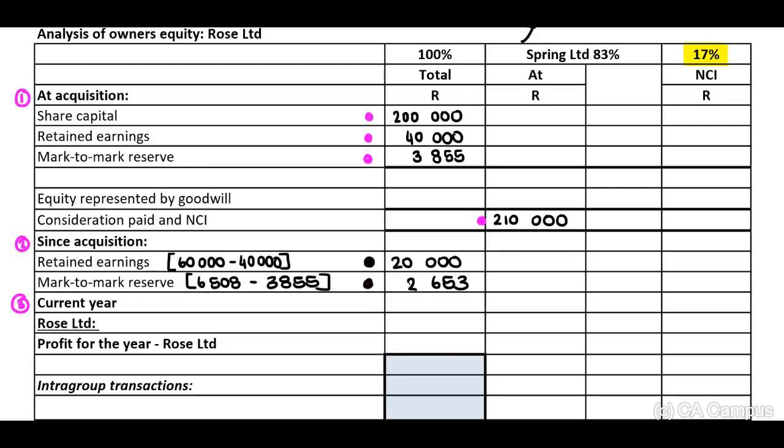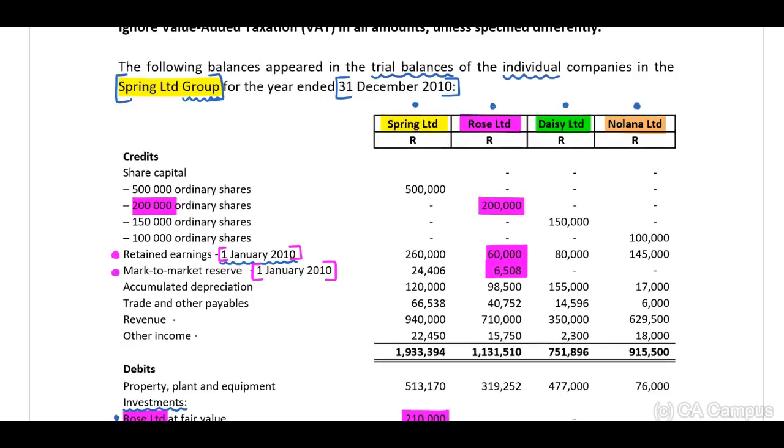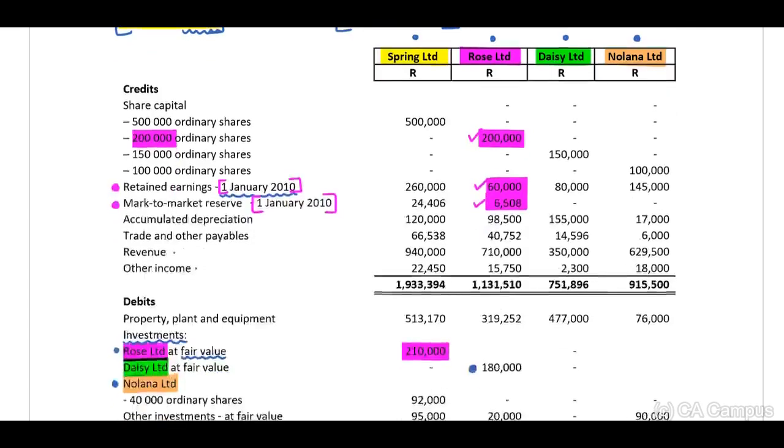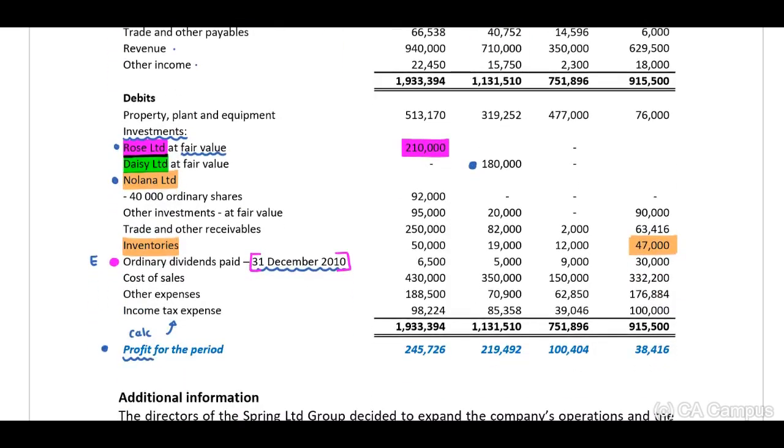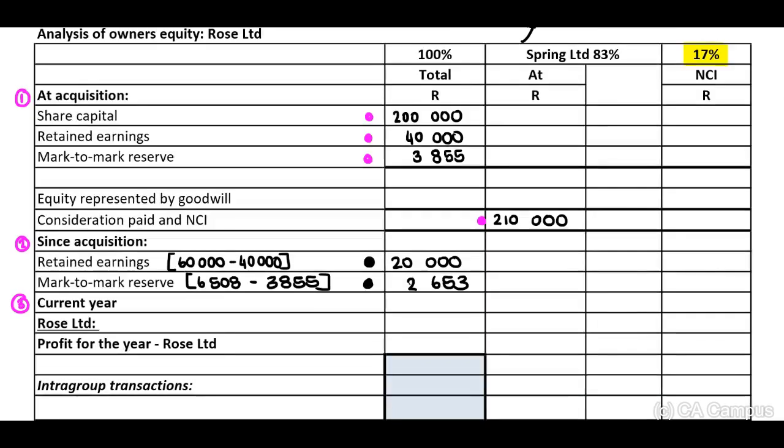Okay, and then our mark-to-market reserve, the 2653. Now let's refer back to our given information, and now we are able to tick off the 60,000 as well as the 6508. And guys, we have used 200,000 in our analysis of owner's equity. The next important thing when you look at this will be to include our profit for the period. Now the profit in terms of Rose is this, 219,492. Now let's transfer this to our current year section, and they've indicated to us that this is 219,492.